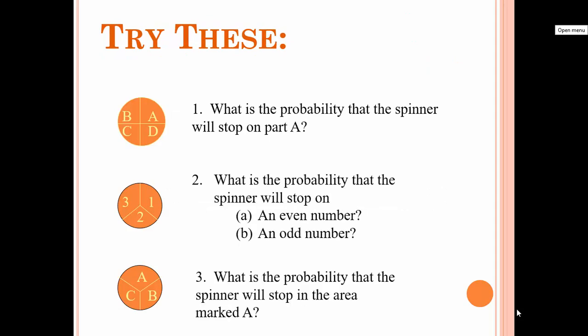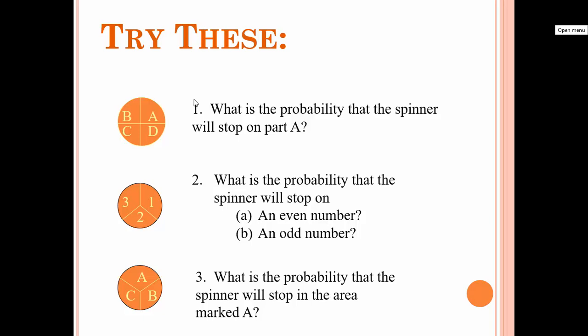So here are a few examples for you. It says, what is the probability that the spinner will stop on part A for number 1? We need to think, how many outcomes do we have total? Luckily for us, it's divided up nicely, so we have 4. How many of them are labeled with A? 1. So the probability that the spinner will stop on part A is 1 out of 4.